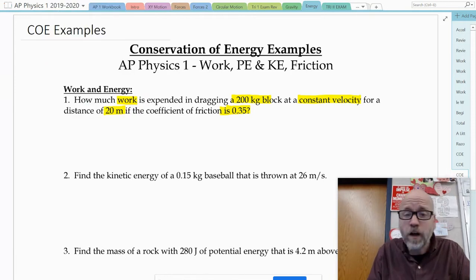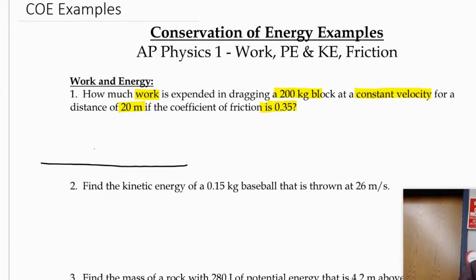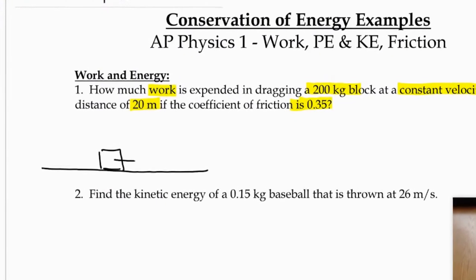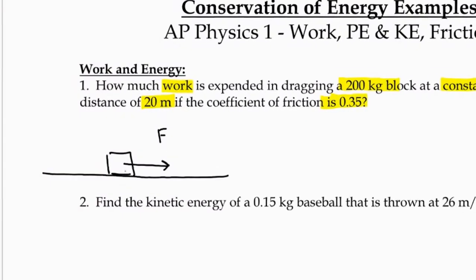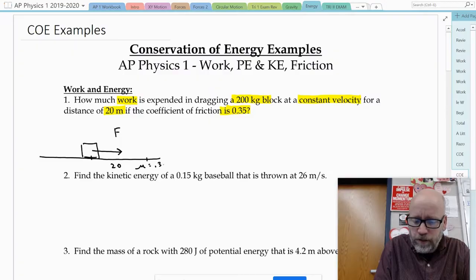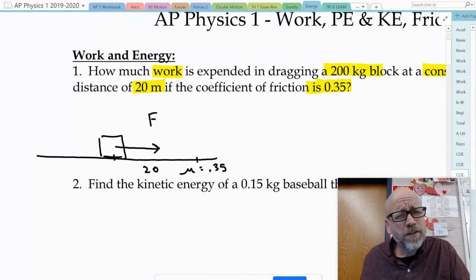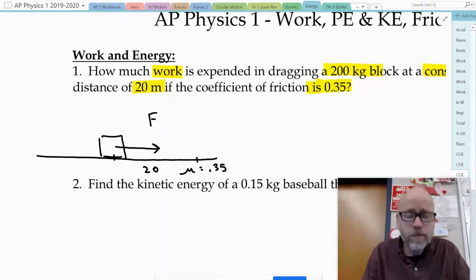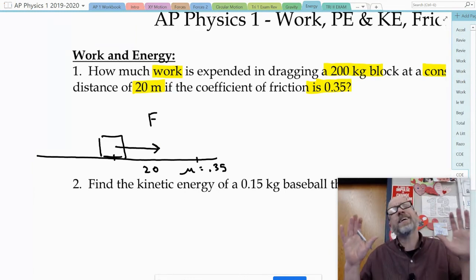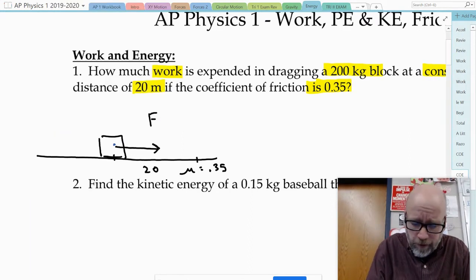So I'm going to start where I always start, which is draw a picture. So here it is. Here's a block. It has a mass, and I'm applying a force to it for a distance of 20 meters, where mu is a relatively high 0.35. Now, if that's the only force acting on it, just me pushing it, then wouldn't it accelerate? Yes, of course it would. That's right. I almost forgot, but not really, to also account for the friction acting backwards.